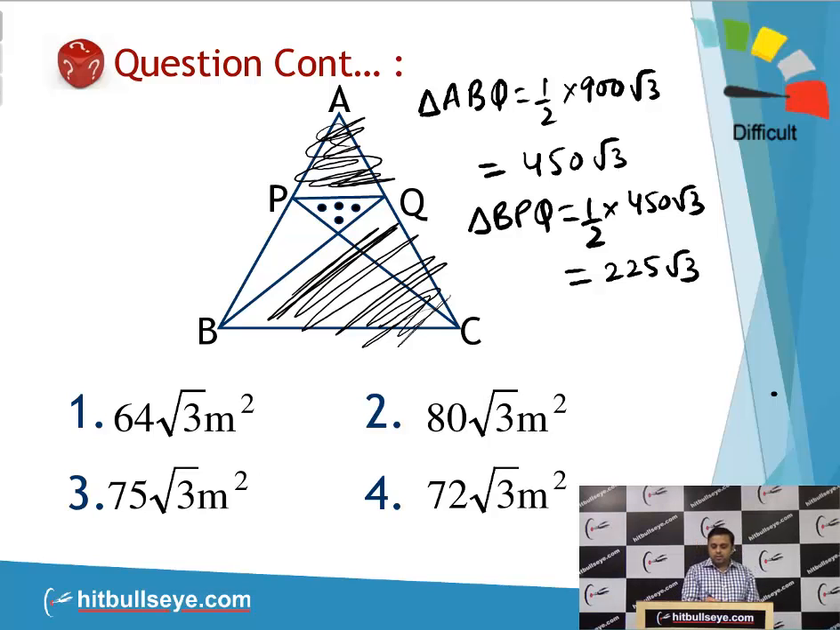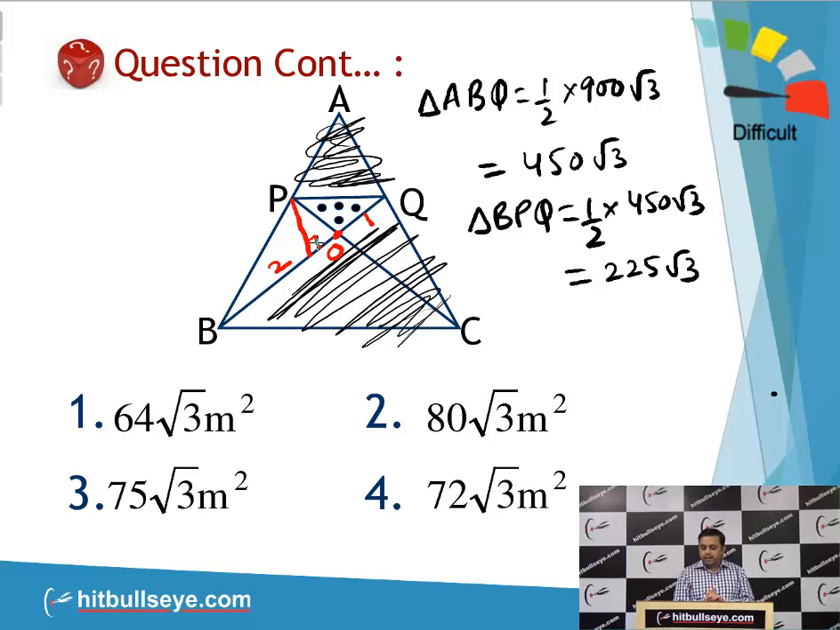Now just concentrate on this triangle BPQ. This was the point of intersection of two medians, so it will divide the BQ in the ratio 2:1. Also, let us take this point as O. So triangle BOP and triangle POQ both have the same baseline BQ and both have the same vertex P. That means if I draw a perpendicular on BQ from P, then this height will be common to both the triangles BOP as well as POQ.